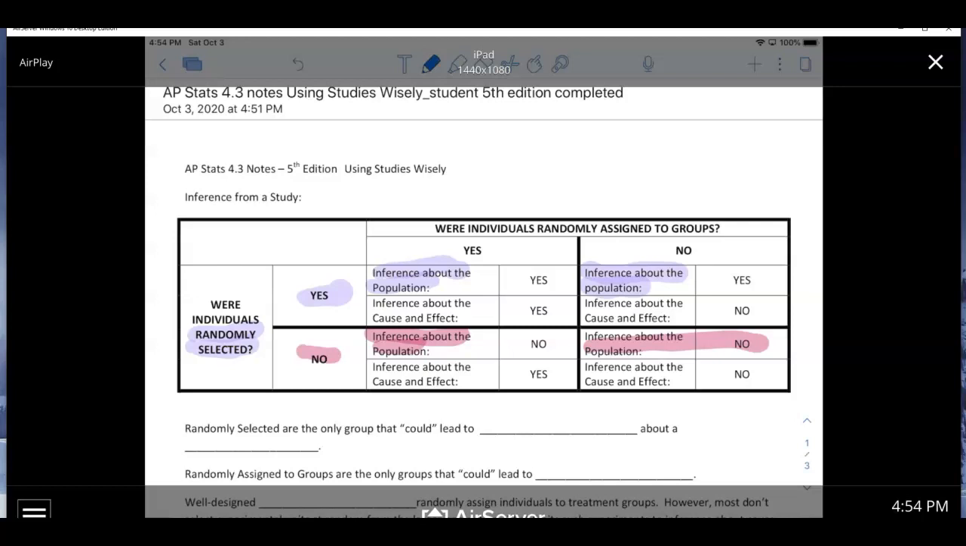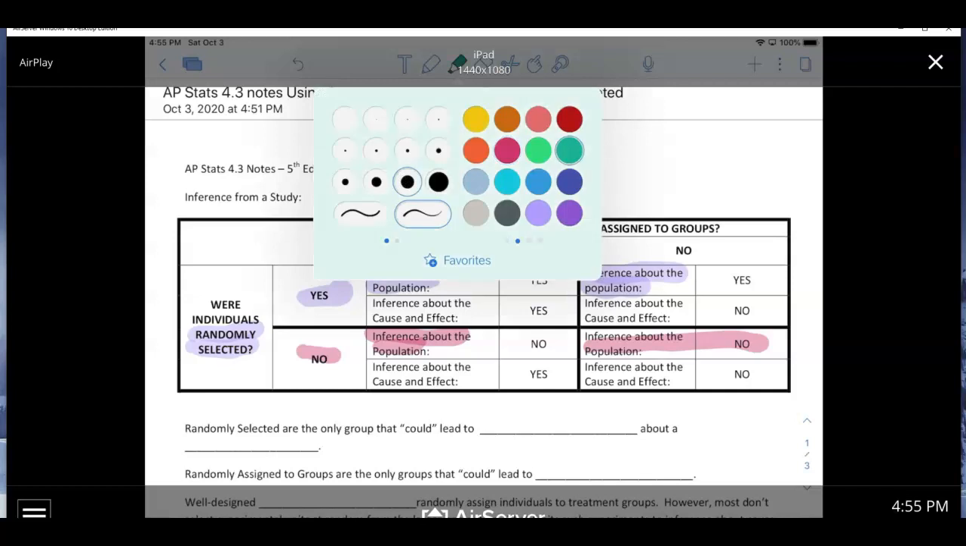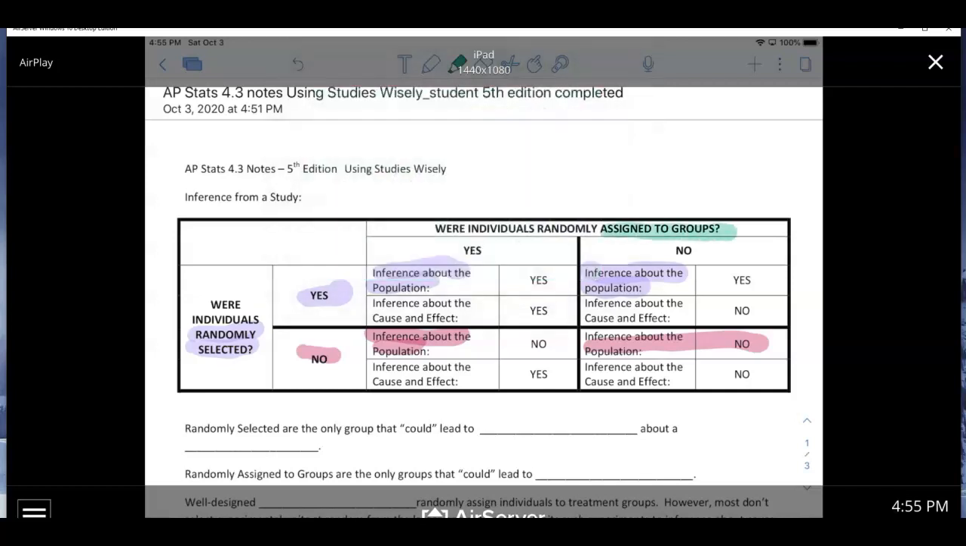On the other side though, we have: were they randomly assigned to groups? If they're randomly assigned to groups, then we get to do cause and effect, and say that this thing actually causes the other thing to happen. If we don't randomly assign them to groups, then we can't do cause and effect. So keeping that in mind.